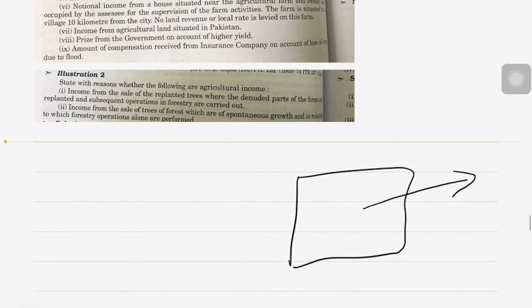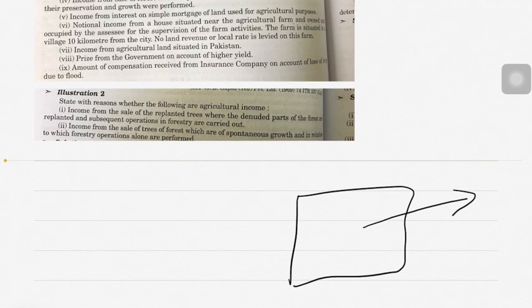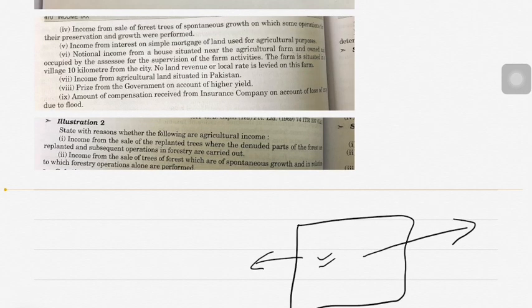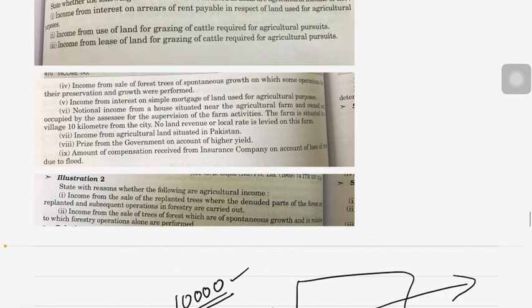But now what has happened here? There is arrears of rent. Arrears of rent means the person who has taken my land on rent is not able to pay the rent on time. Suppose that person is liable to pay me 10,000, and he is not able to pay it on time. So now I have charged interest. Suppose interest is 1%, so the interest is 100 rupees. Now this 100 rupees is interest on the 10,000 which is not being paid by the person who has taken the land on rent. So this 100 rupees is interest on arrears of rent payable.